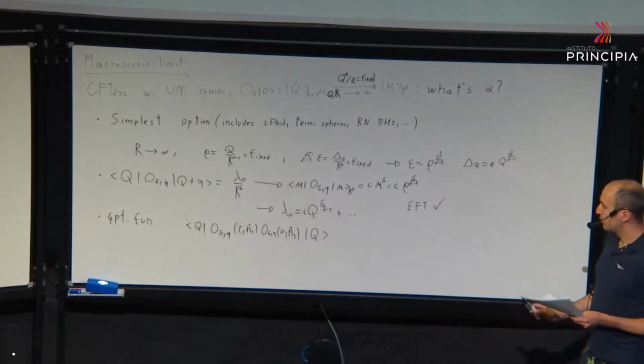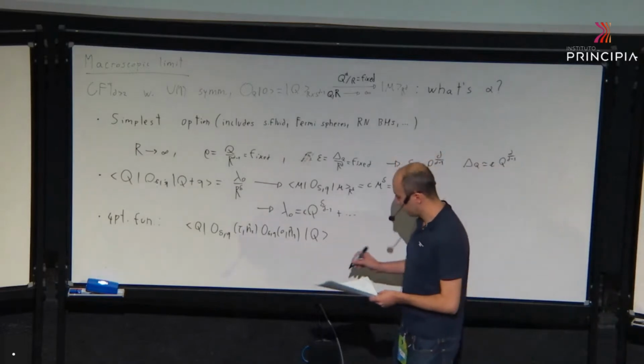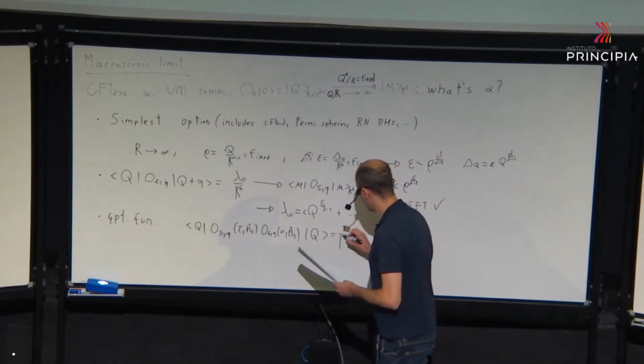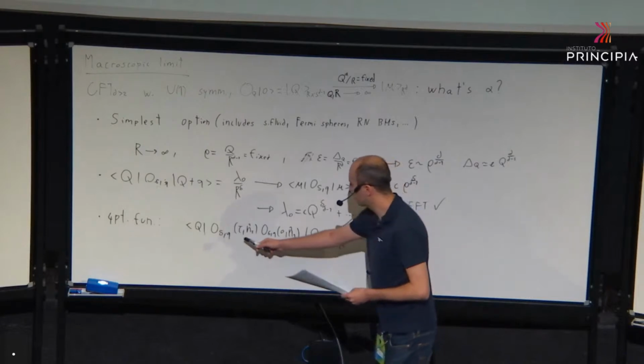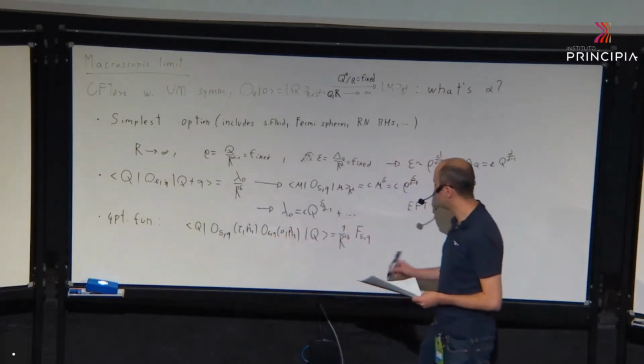Now, the statement is that you take the macroscopic limit here. This is 1 over R to the 2 delta by dimensional analysis times some function of the two cross ratios that on the sphere are just tau and the angular distance.